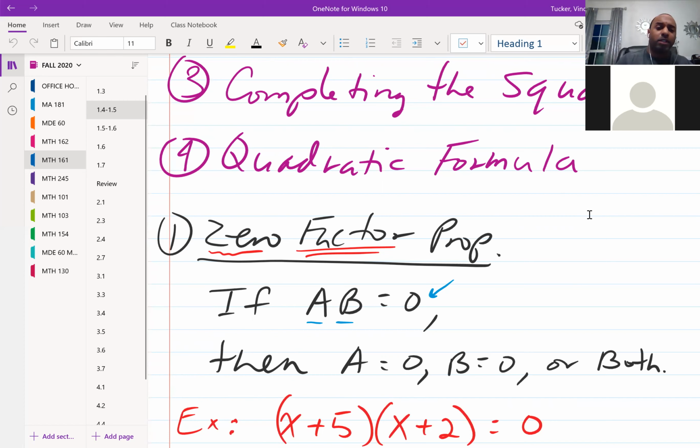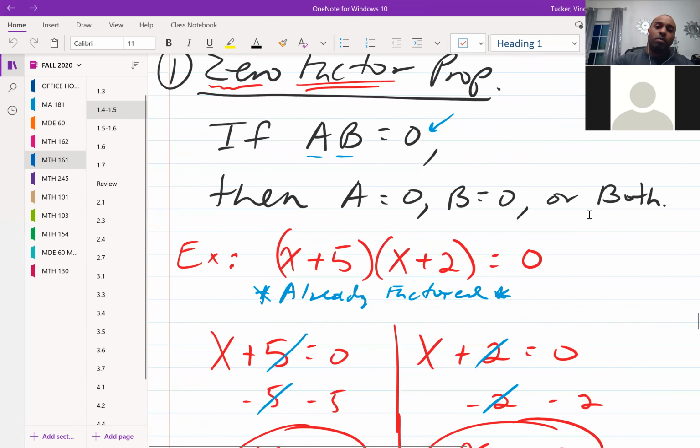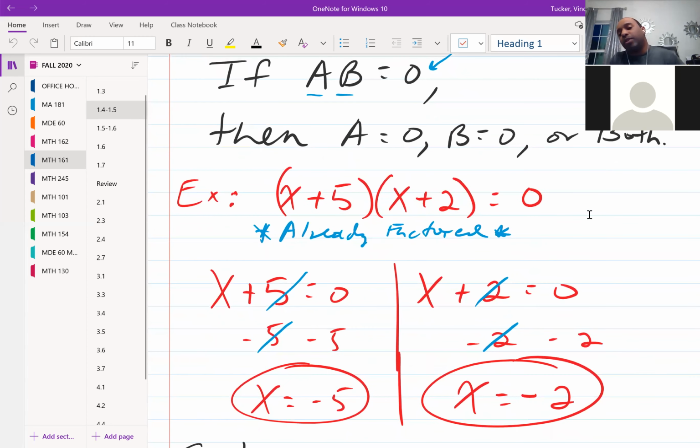So if a times b is equal to 0, then a is equal to 0, b is equal to 0, or both. When we look at our example here, x plus 5 times x plus 2, that's the scenario we want. That's after you've factored. You have x plus 5 times x plus 2. Once you have that, you can set x plus 5 equal to 0, x plus 2 equal to 0, then solve for x, and you'll have your 2 solutions.